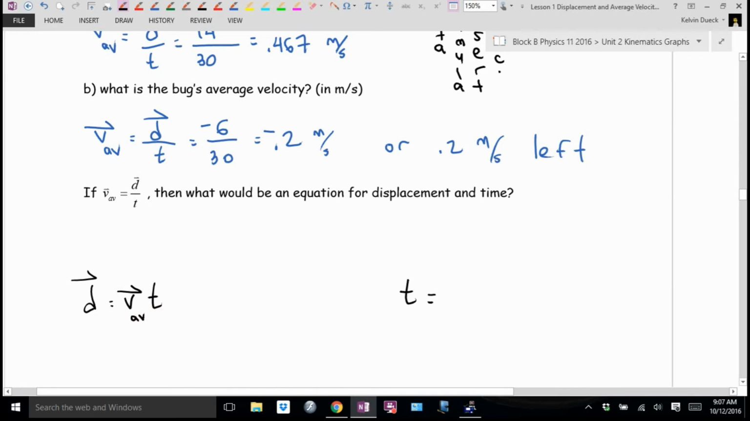I'll put the average there. There's a whole new equation. I'm encouraging you not to memorize that. I'm actually going to say, if I give you this one, you can derive this one in your head.